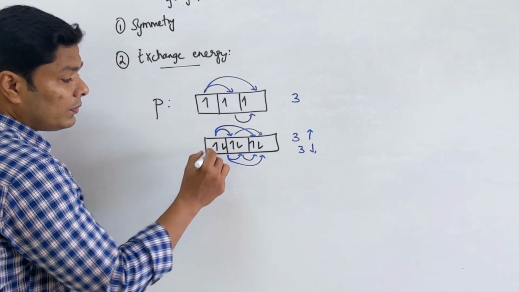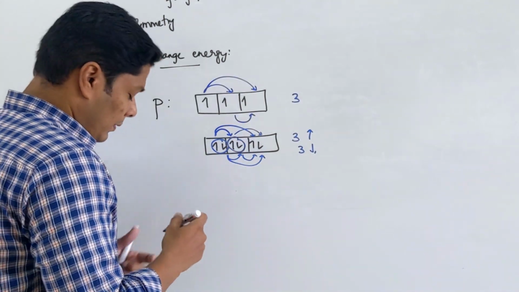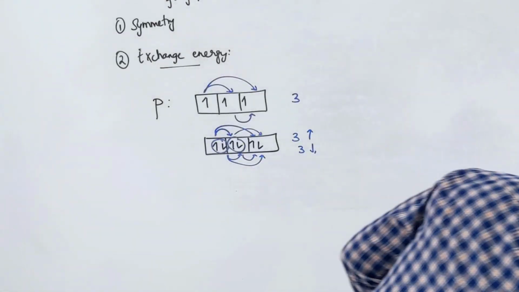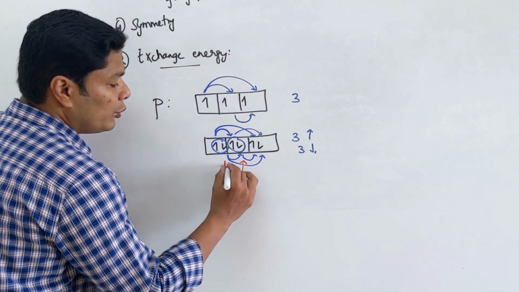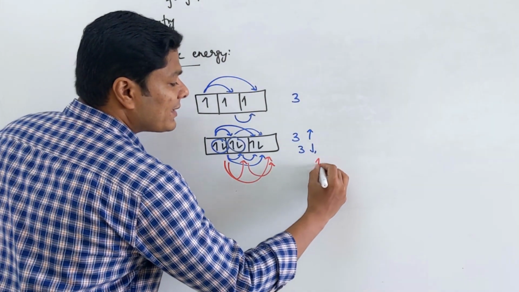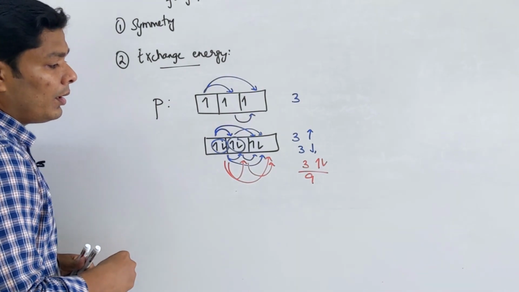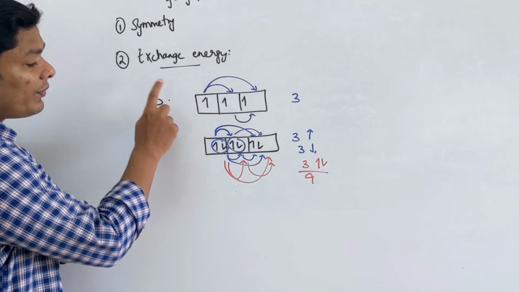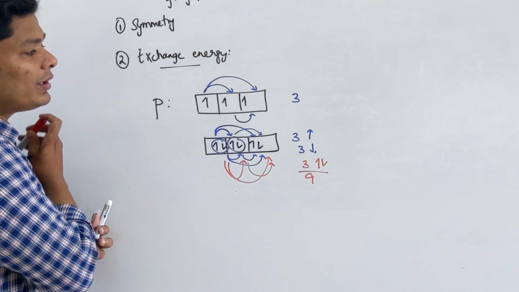Also, as a pair, you can do this. So as a pair you can do this. So total 9. Hence you have a lot of exchanges. So fully filled is more stable than half filled, and half filled is more stable than the other ones.